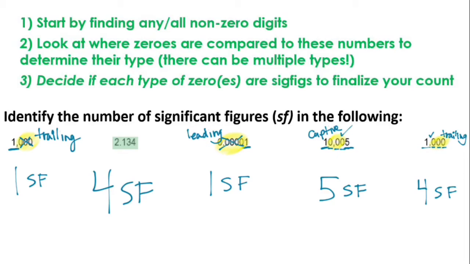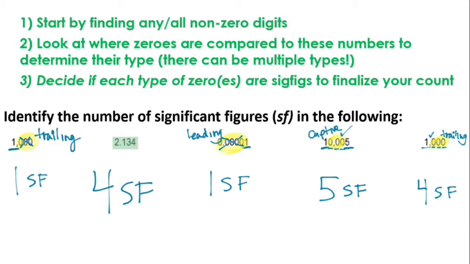So hopefully those weren't too bad. We're just counting digits in numbers, and trying to decide whether they're all significant or not. And the rules might be a little bit weird, but the more you practice them, the more natural it'll become. And if you can take it step by step, like I've laid out in these green instructions at the top of the page, you can analyze any number.